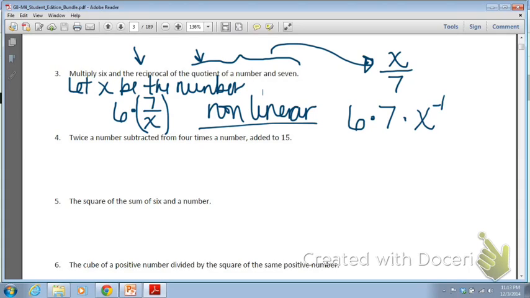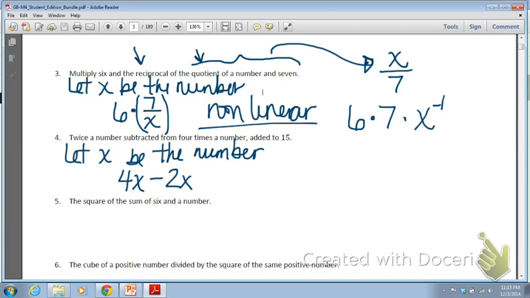All right, let's tackle number 4. Number 4 says twice a number subtracted from 4 times a number added to 15. Okay, so we're going to let x be the number. And so we want twice a number, that would be 2x, subtracted from 4 times a number. Okay, so the 2x is being subtracted from the 4x, and all of that is being added to 15.